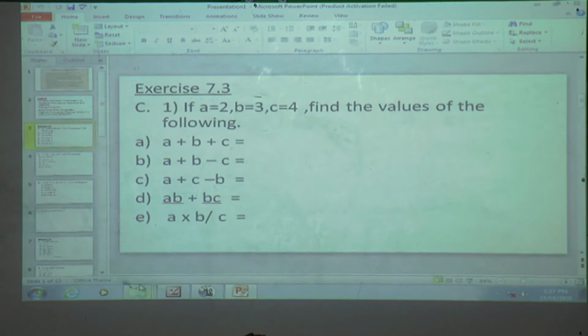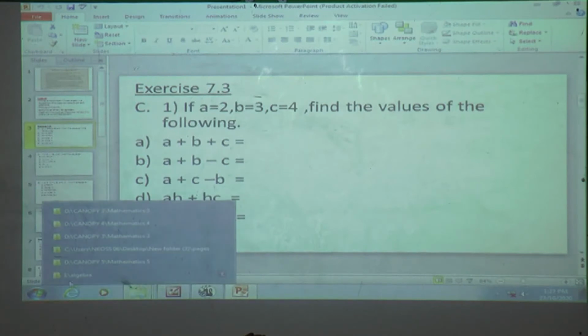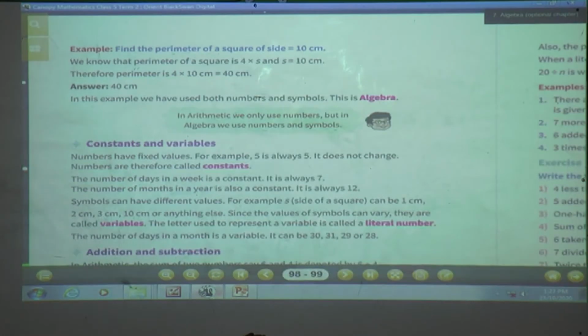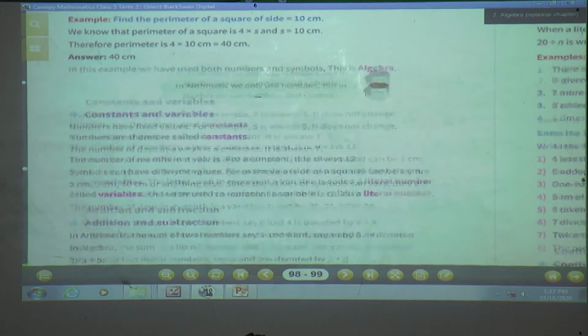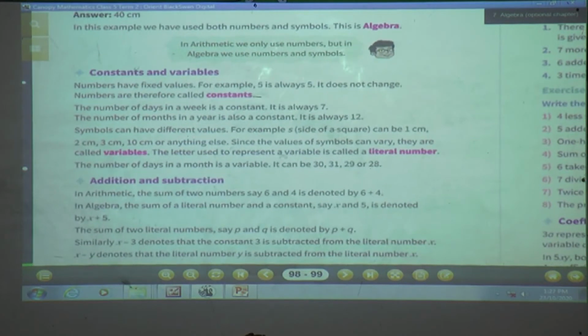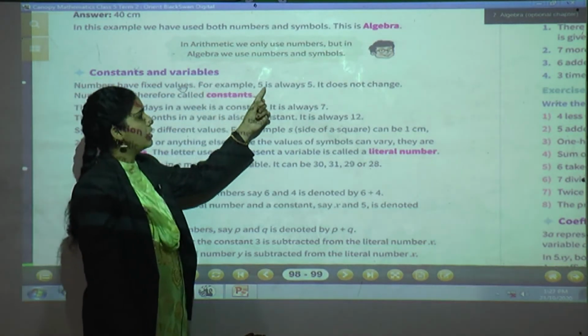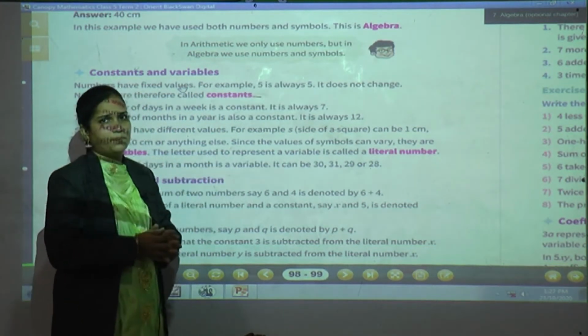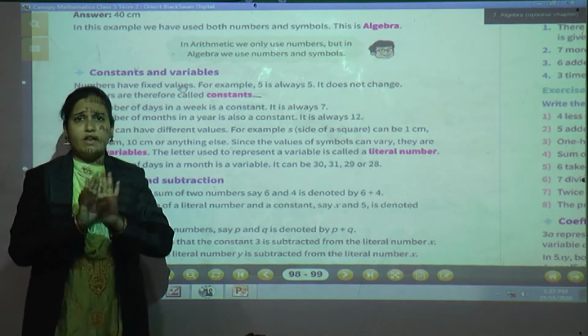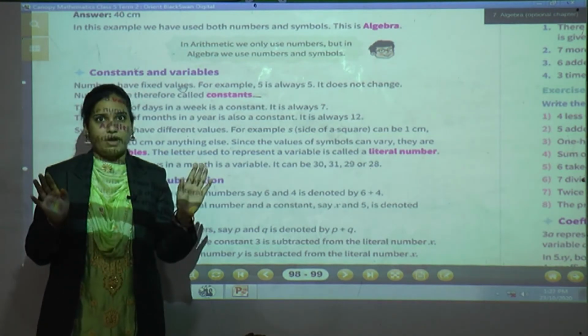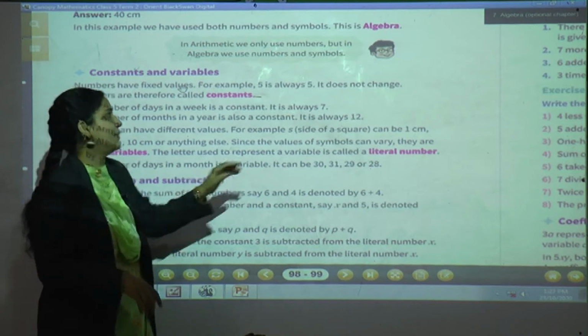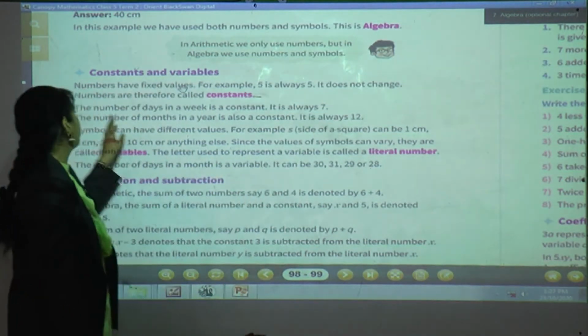Okay, now see in the textbook here, constants and variables. Here students, numbers have fixed values. For example, 5 is always 5, isn't it? We can't change 5. Yes, no? It does not change.